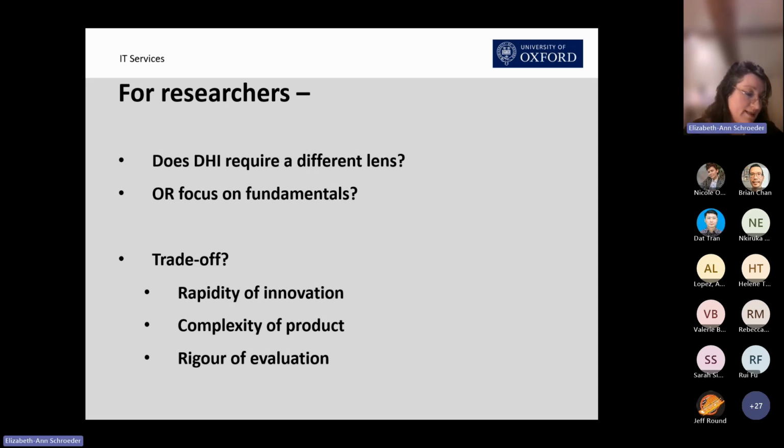So what about for us researchers? Do we also need to pivot to other approaches to appraising evidence? And there is perhaps an argument to be had for a trade-off between aspects of rapidity and incrementality of innovation, complexity of product design, and rigor of evaluation.